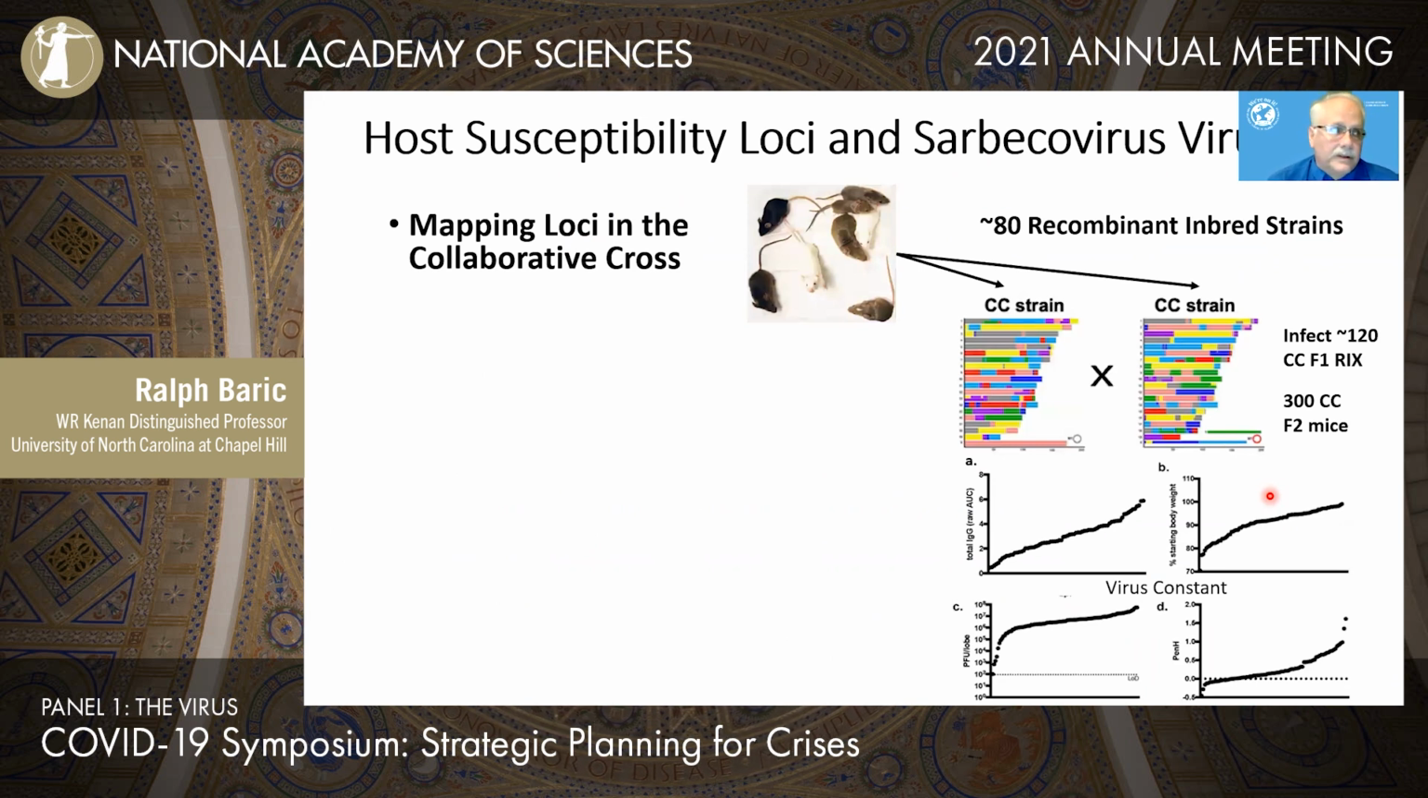We know nothing about the evolution of virulence in coronaviruses. We know very little about host susceptibility loci that regulate disease pathogenesis. Our lab has been interested in mapping susceptibility loci using the Collaborative Cross mice.